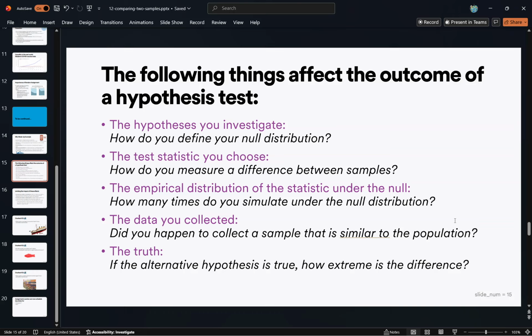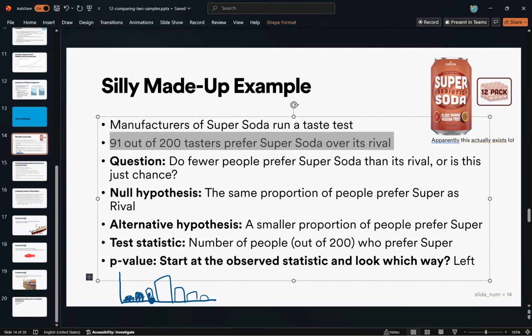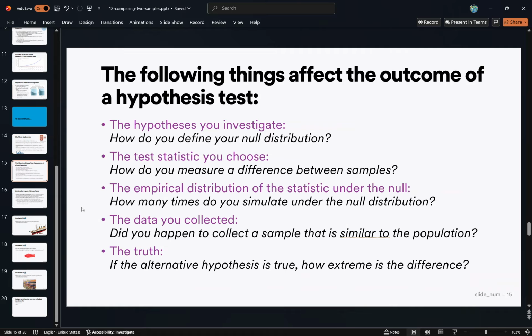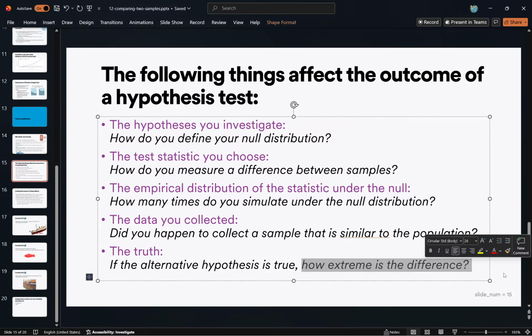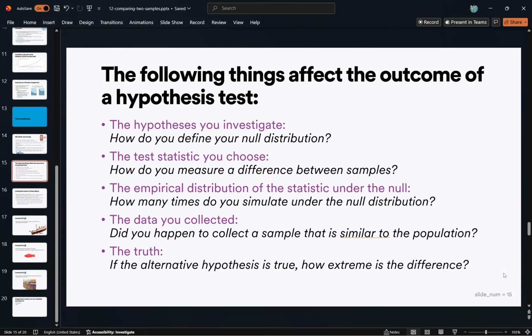And you can't get away from the truth either. So assuming that your alternative hypothesis was true, right? Assuming that really fewer people like super soda, maybe it really was 91 out of 200 who really liked it. It wasn't just chance. How far away is that from your null hypothesis? It wasn't that far for us in this case. So if your difference is not that extreme, it's harder to find the difference, if that makes sense. All right, so those are a lot of issues that could change things.